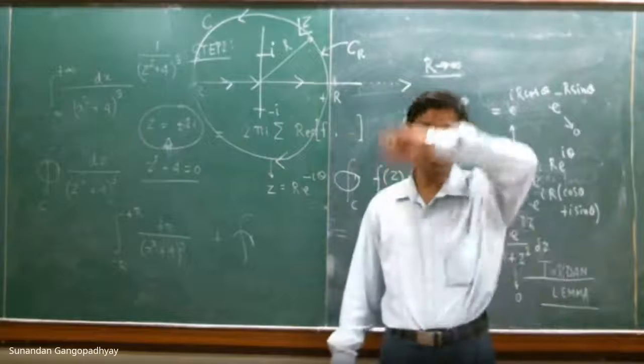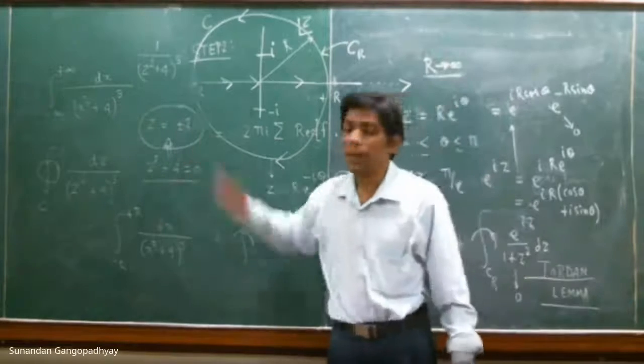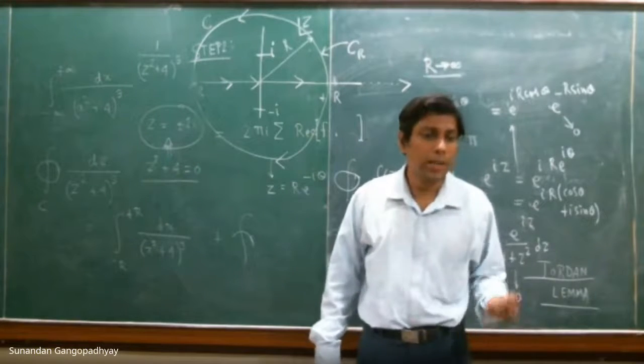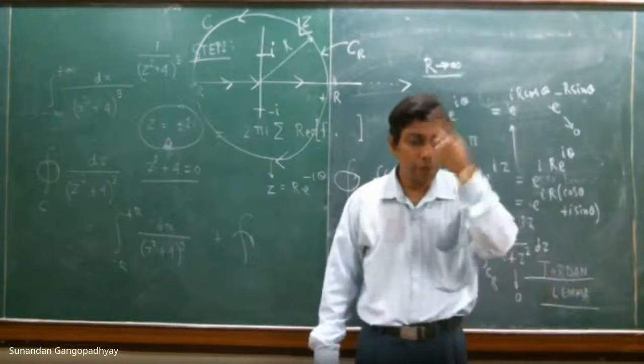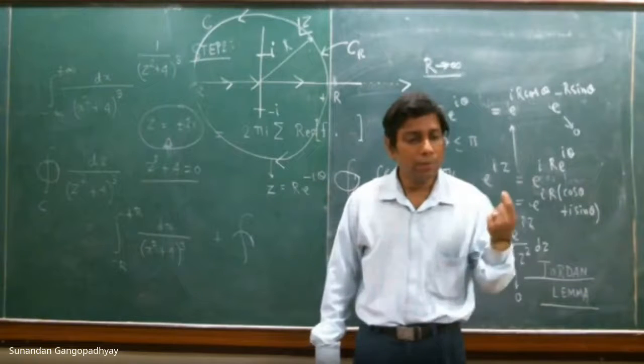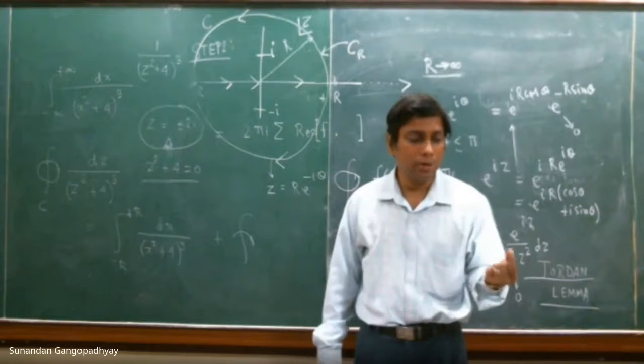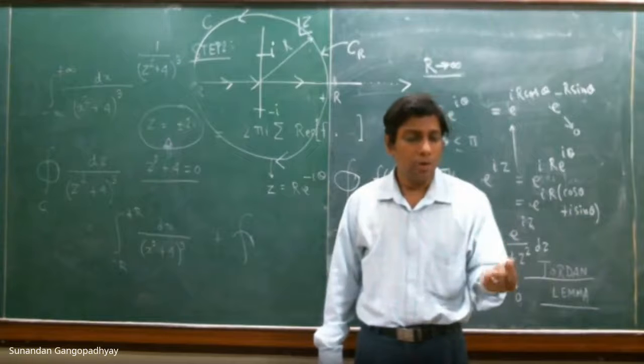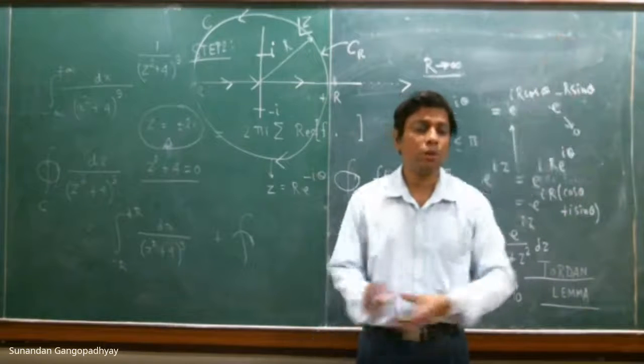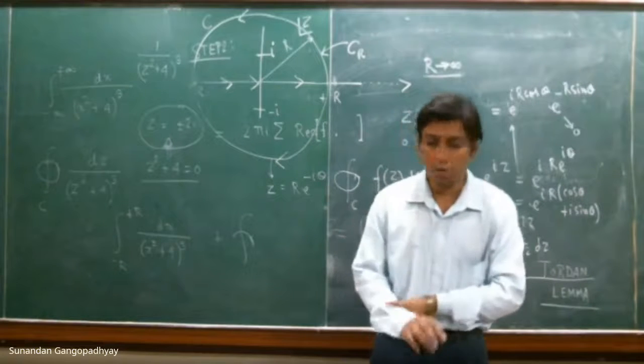The only thing is that when you close it on the upper half plane, only plus 2i will contribute, because minus 2i does not fall inside the contour. And if you close it in the lower half plane, then only minus 2i will contribute. The pole at minus 2i will contribute to the residue. Plus 2i will not contribute because it falls outside the contour.